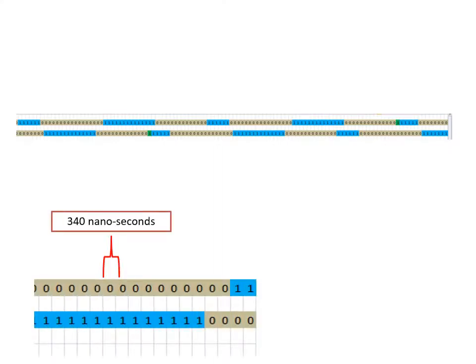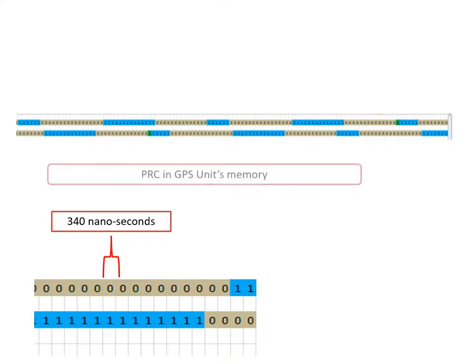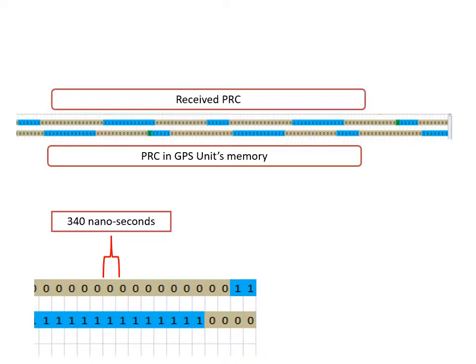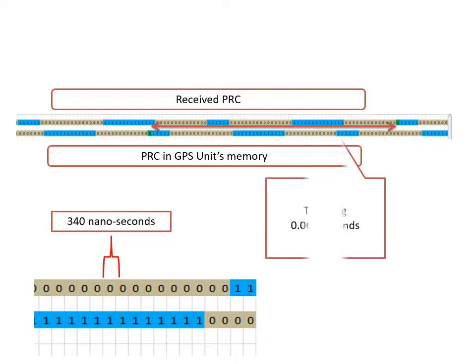Okay, so let's imagine that these are PRCs digitized into ones and zeros, and that each digit space represents 340 nanoseconds. This PRC pattern on the bottom represents the pattern that your GPS unit expects to hear from the satellite. And this pattern on top is what your GPS actually does receive from the satellite. Your GPS unit detects a discrepancy between the expected and the actual PRC patterns, and then measures that time lag to that particular satellite.